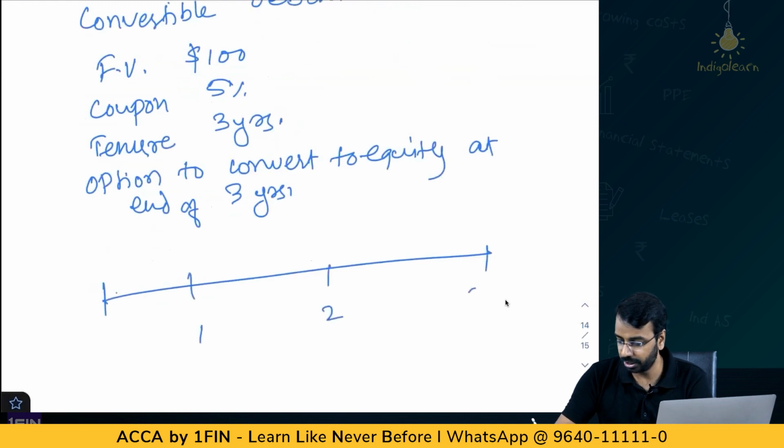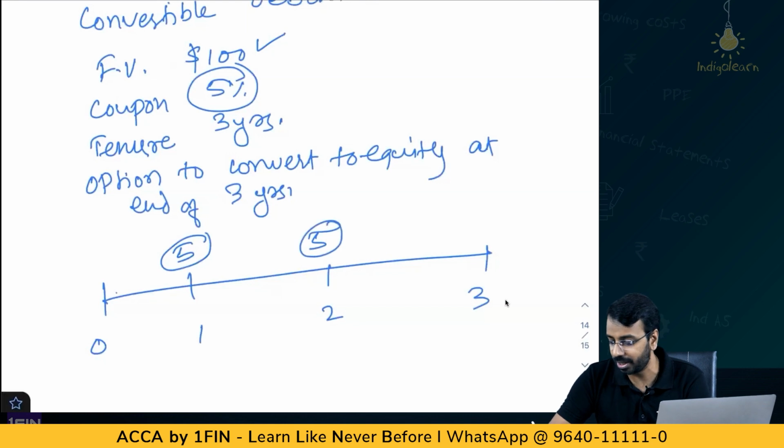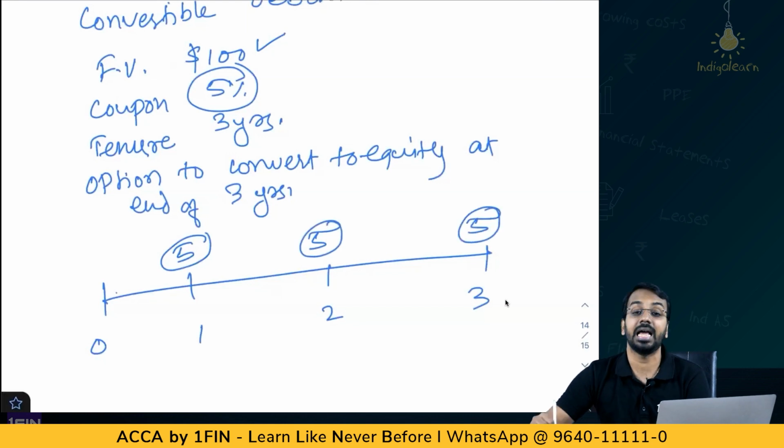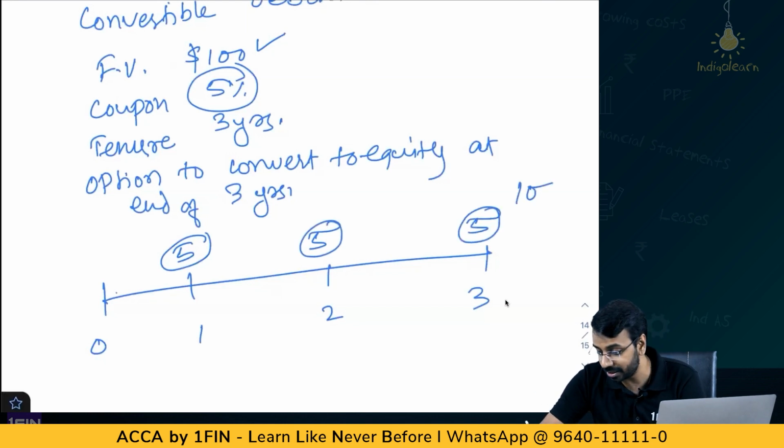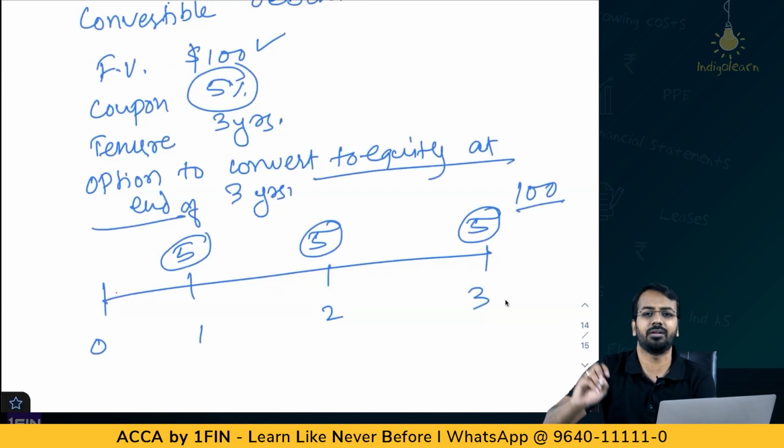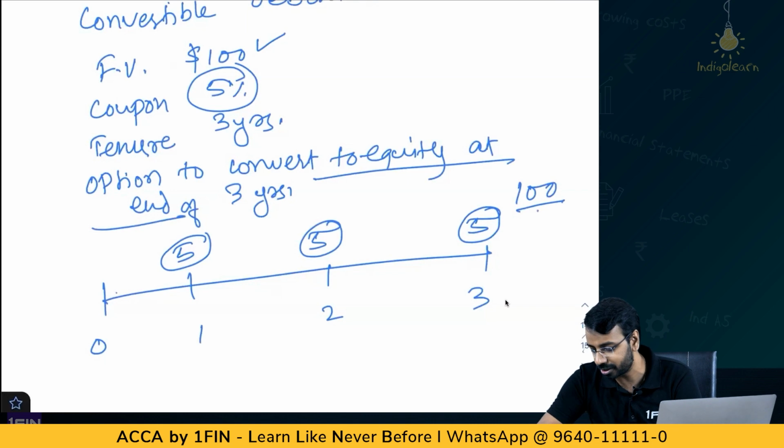So one, 2, 3 years, you're at 0. Year 1, you will get 5% of 100, so 5 of interest would be paid. Year 2, 5 of interest would be paid. Year 3, 5 of interest would be paid. And then 100 of principal can be paid, or you convert this to equity. Let us say 10 equity shares. You take $100 or take 10 equity shares.